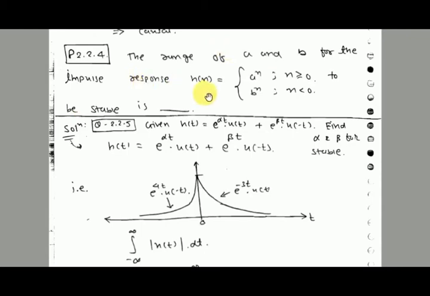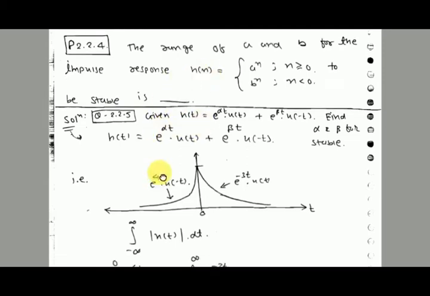The impulse response h of n is equal to a to the power n for n greater than or equal to 0, and b to the power n for n less than 0. You have to find a and b for the system to be stable. What should a and b be?